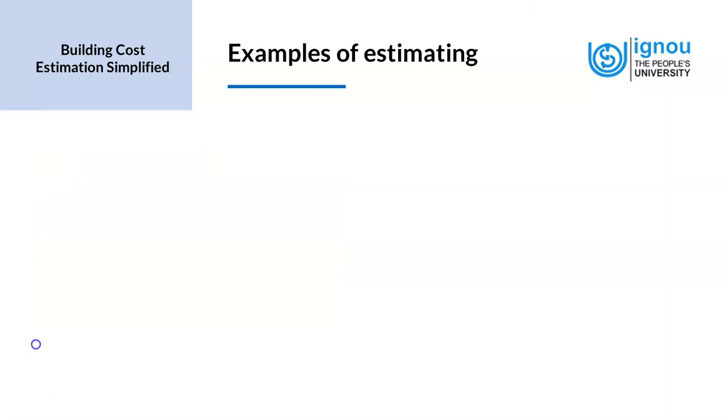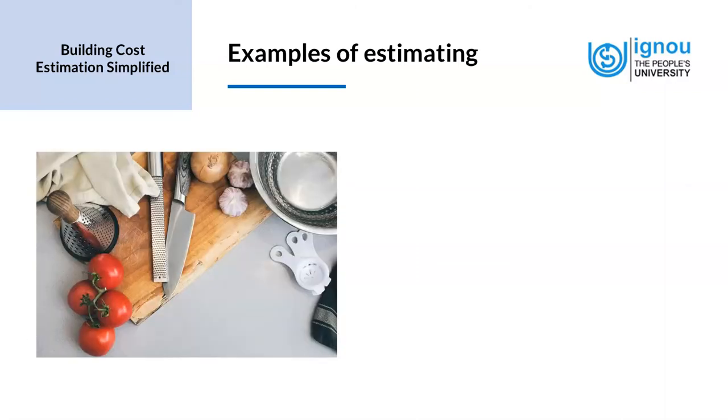The examples of estimating. So we do estimation in our daily life. If you are interested in cooking and you wish to have a party for your friends, the amount of grocery that would be required is something where we estimate. So we might estimate that for 5 people we need so many kilograms of rice. That's one example of estimation in our daily life.